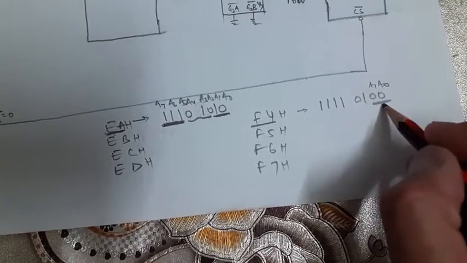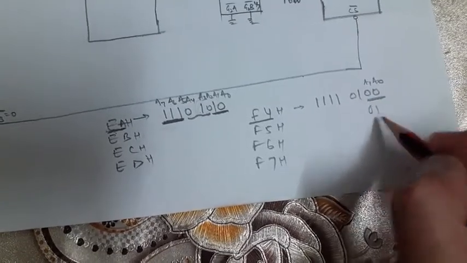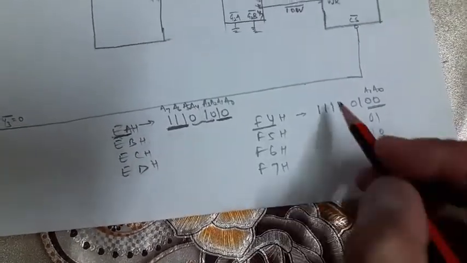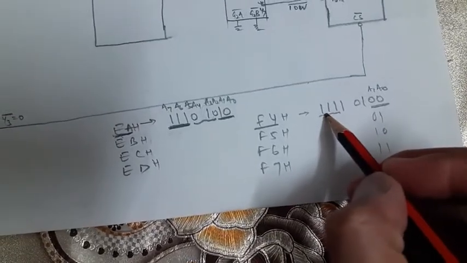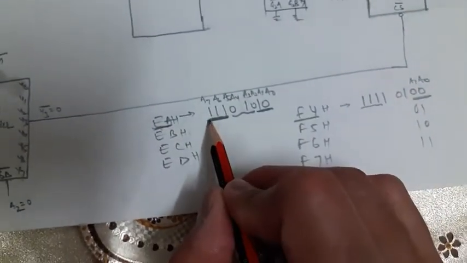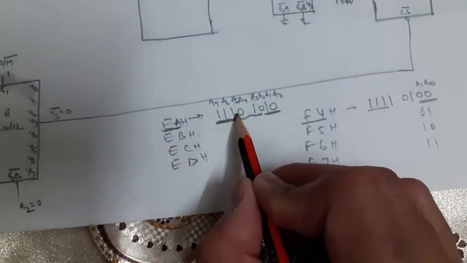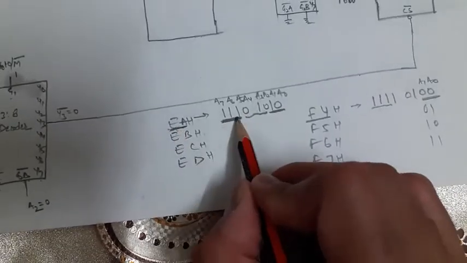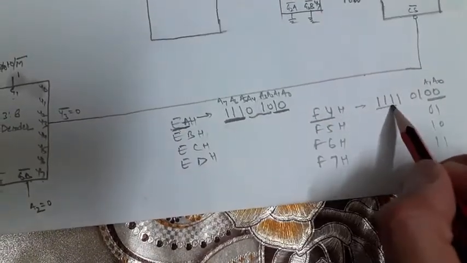These are used for internal selection. So 0 0 and 1 1. And these three are A7, A6 and A5. So these three are applied to this 1 1 1. Now see here, for this address these three are 1 1 1. For this address also these three are 1 1 1.